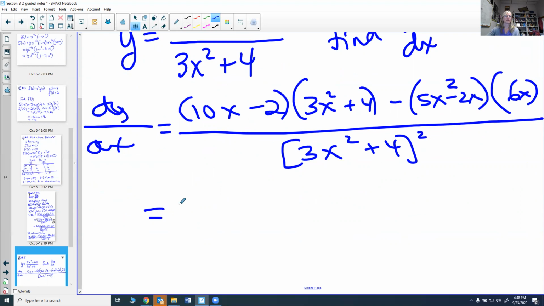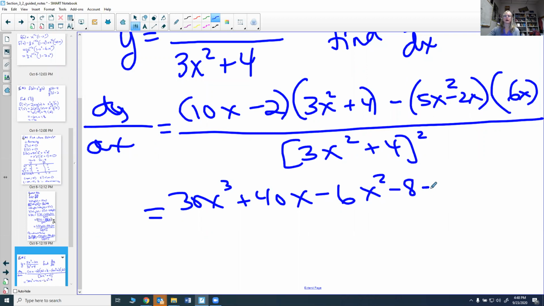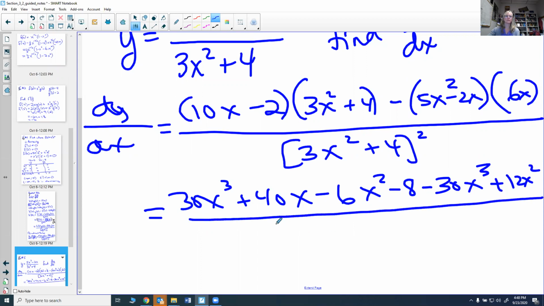I'll multiply some things out in the top. So that'll give me 30x cubed plus 40x minus 6x squared minus 8 minus 30x cubed, minus and minus plus 12x squared. I would not multiply out the bottom. We rarely need the bottom multiplied out. So I would just leave it in its factored form.